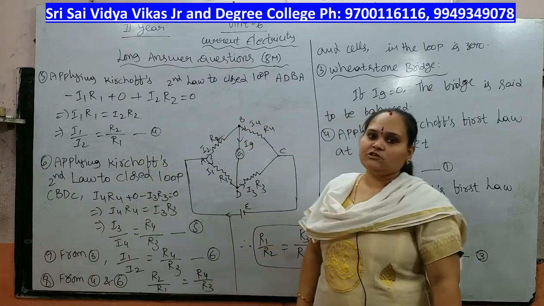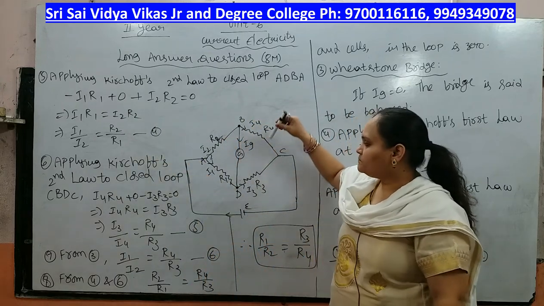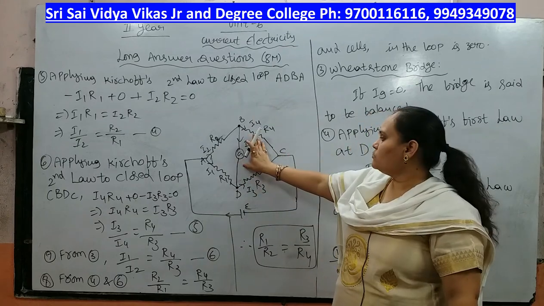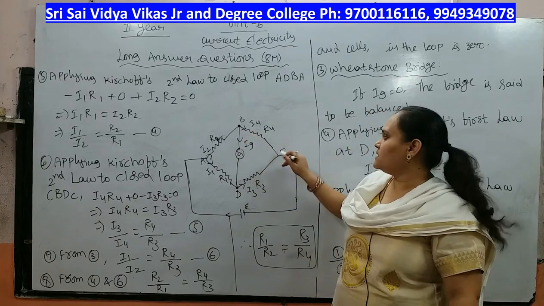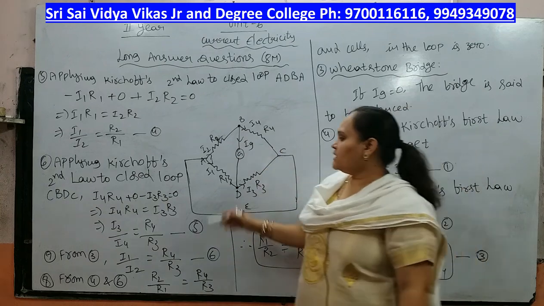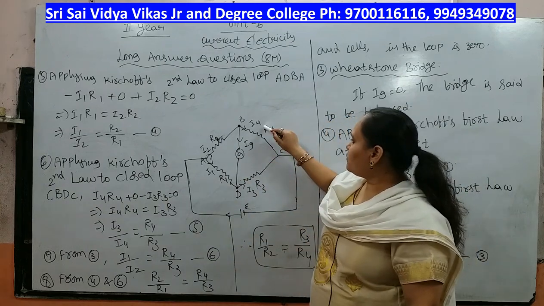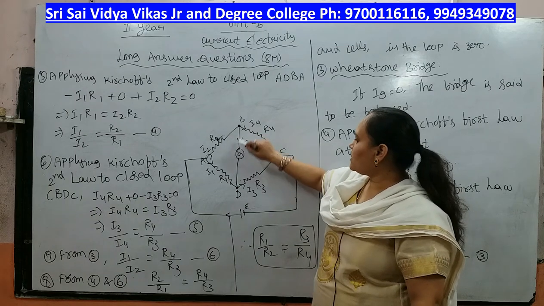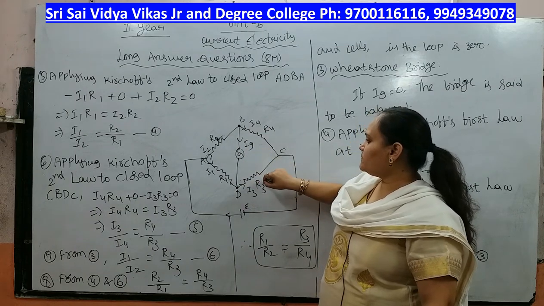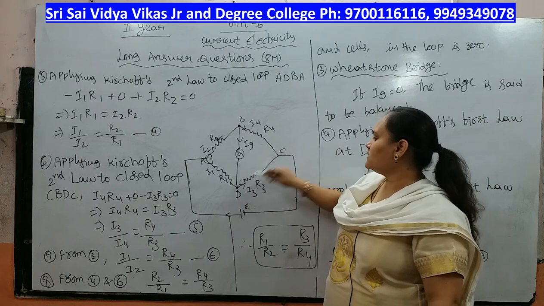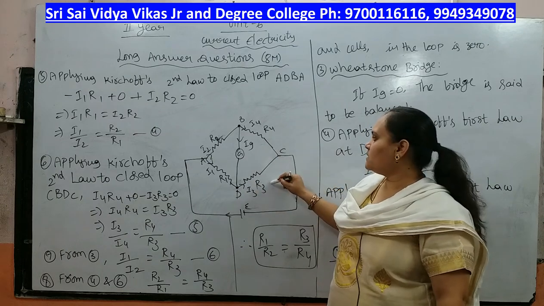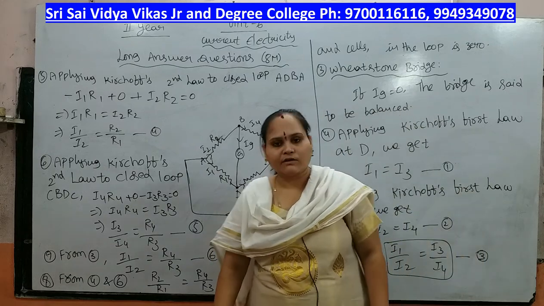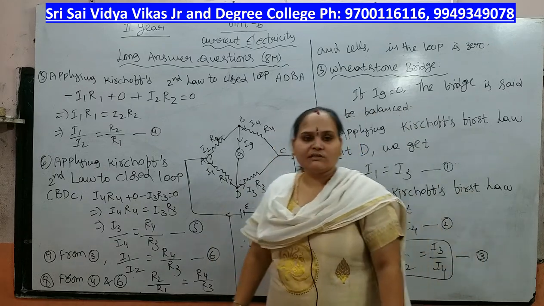And then applying Kirchhoff's second law to the loop C, B, D, C. This is the loop. In this, the current I4 R4, plus I_g R_g which is 0, and minus I3 R3. This is minus I3 R3 and this is plus I4 R4. For this we will write I3 by I4 equal to R4 by R3. This is equation number 5.